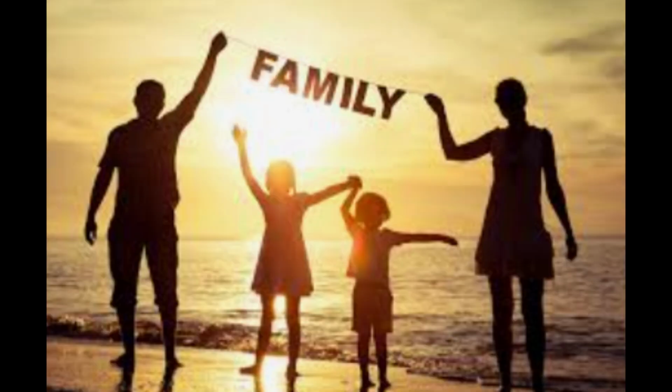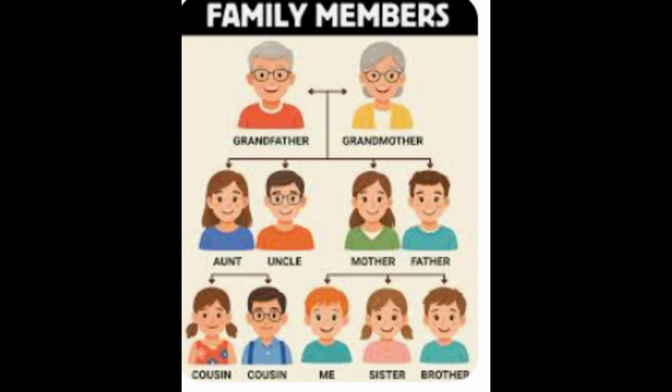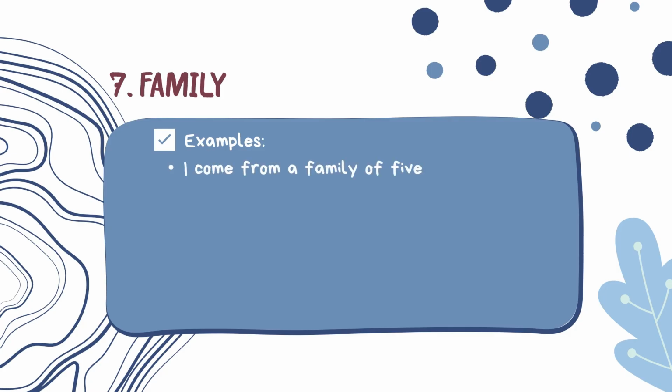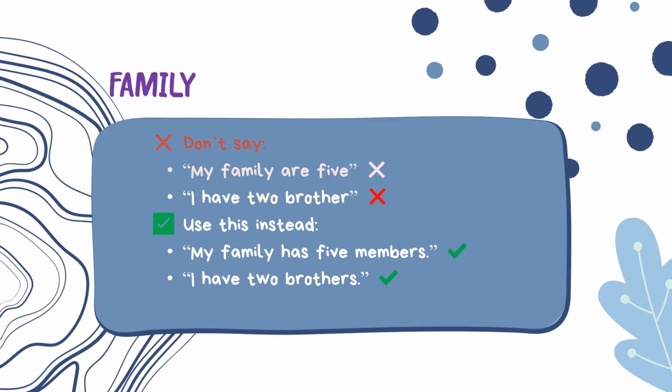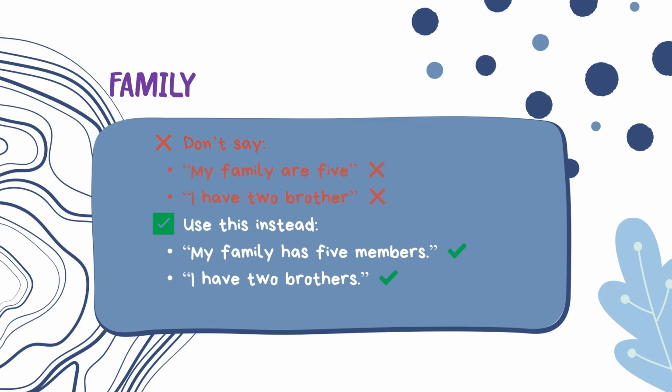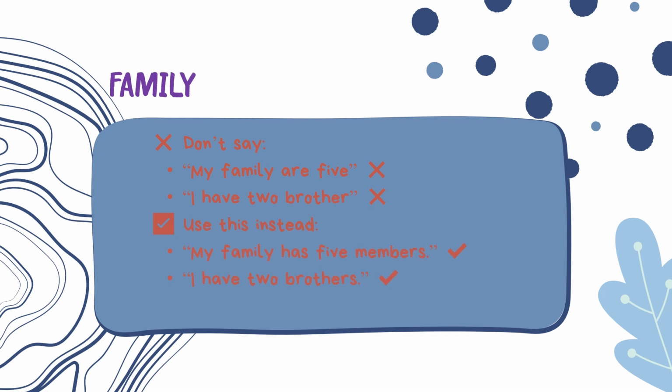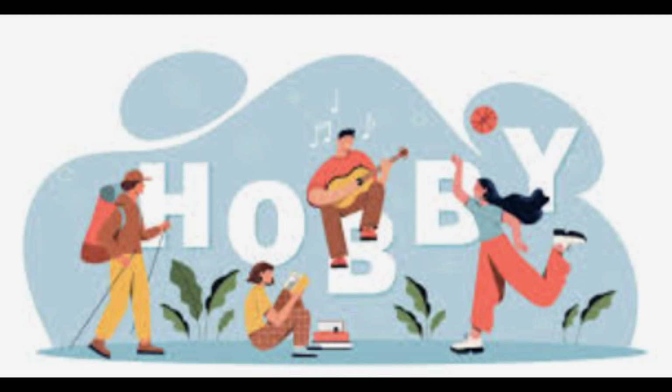This part is about the people in your life. You can talk about how many family members you have and where they live. Listen carefully and repeat after me. Examples: I come from a family of 5. I have 2 brothers. Don't say, "My family are 5. I have 2 brother." Use this instead: My family has 5 members. I have 2 brothers. Now let's move to the next part, hobbies.